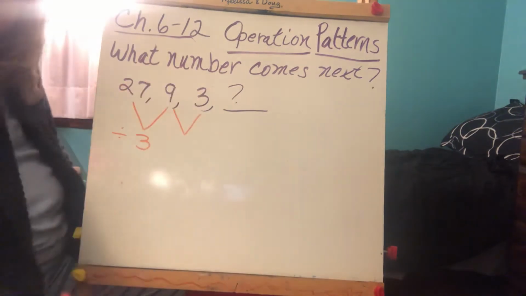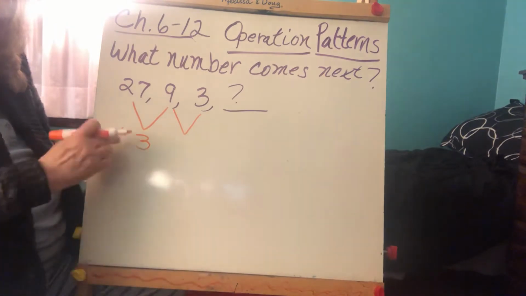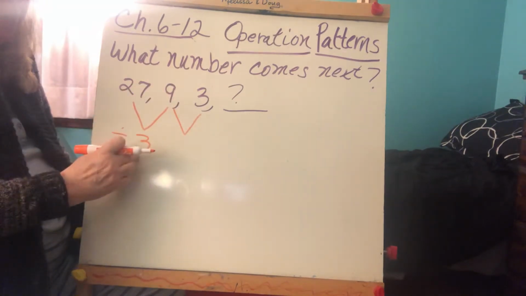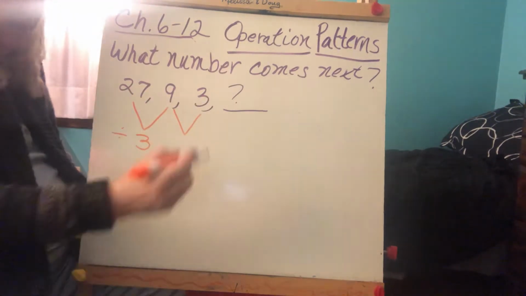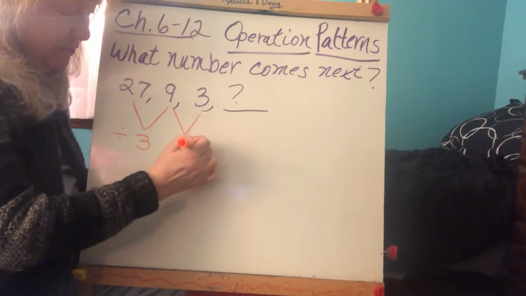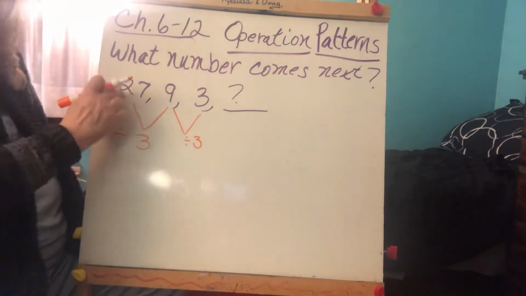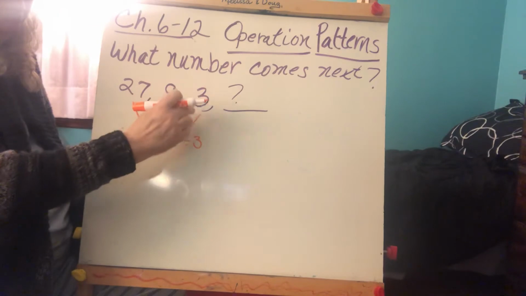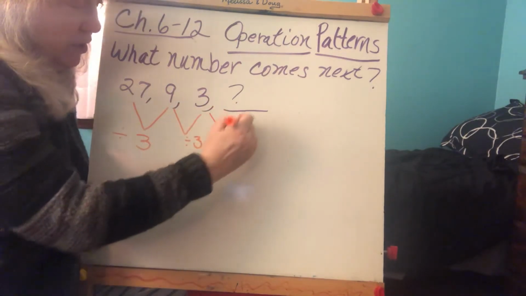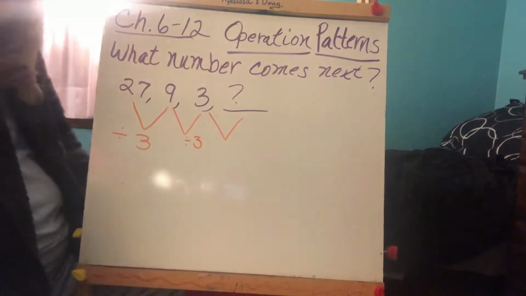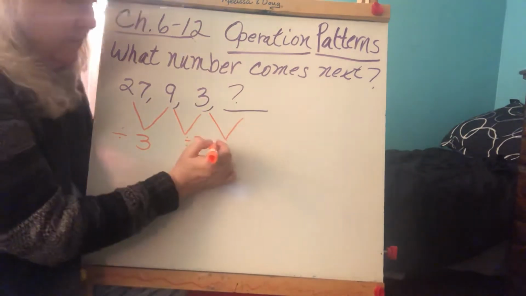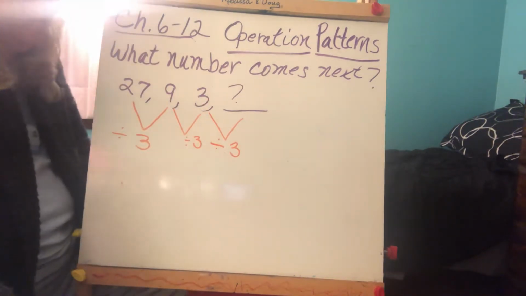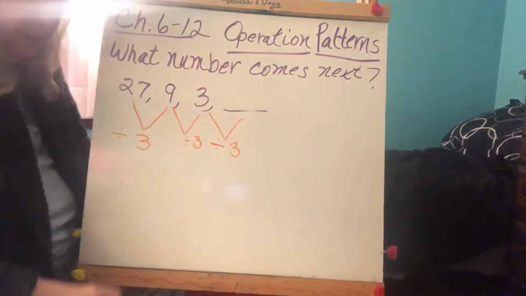Again, the numbers are getting smaller, and I'll see if what I tried here works over here. If I divide 9 by 3, will I get 3 as an answer? Yes, I will. So divide by 3. So if I divided the first number by 3 to get the second number, and divided the second number by 3 to get the third number, what do you think I have to do to the third number to get this fourth number? It's a pattern, so I have to divide by 3. What is 3 divided by 3? 1. So the next number in this pattern is 1.